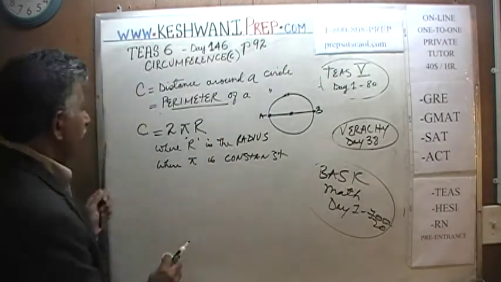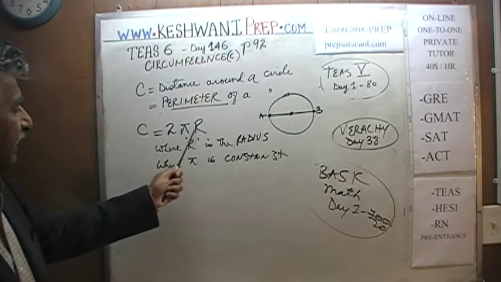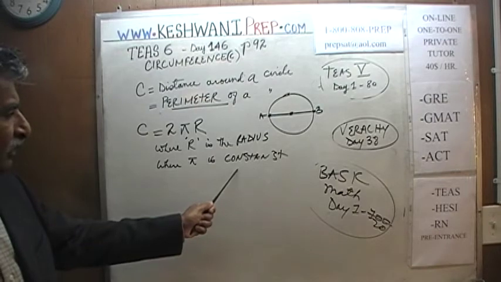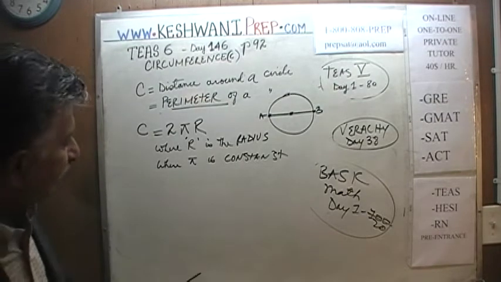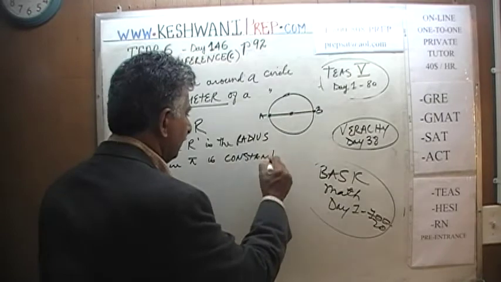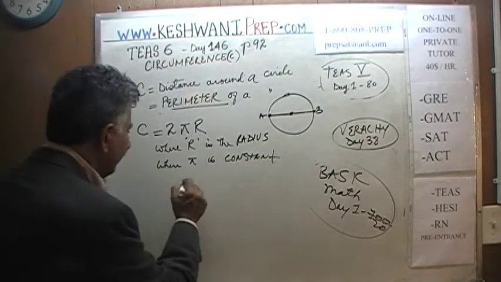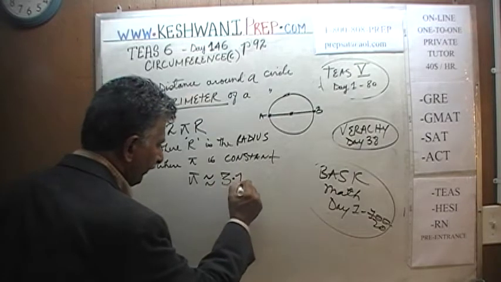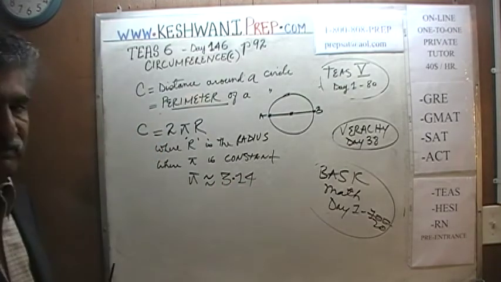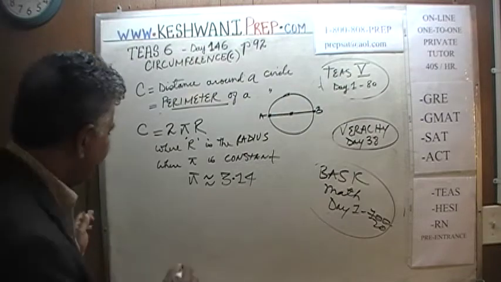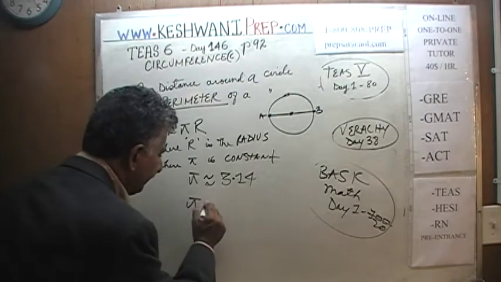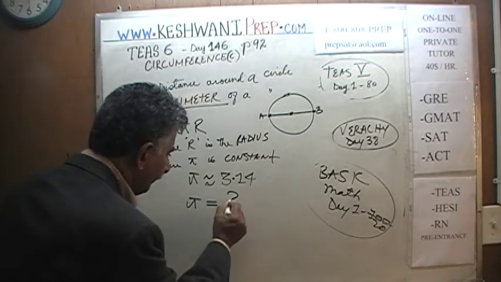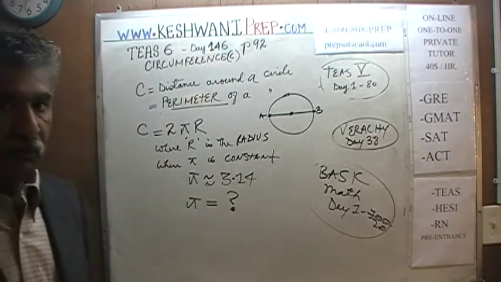So 2 pi r, where 2 times pi times r, where pi is a constant, it never changes. It's a natural constant that appears in nature, and its value is approximately, not exactly, approximately 3.14. What is the exact value of pi? Not approximately, but the exact value of pi, to which the answer is, nobody knows. It's an irrational number.